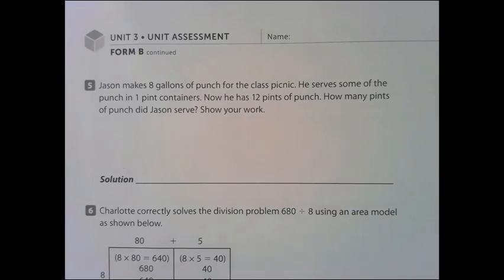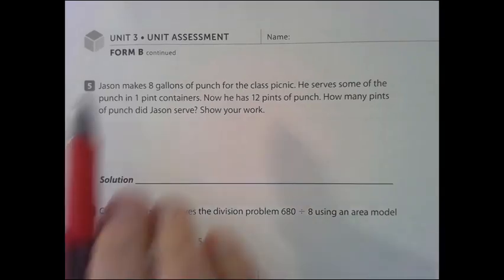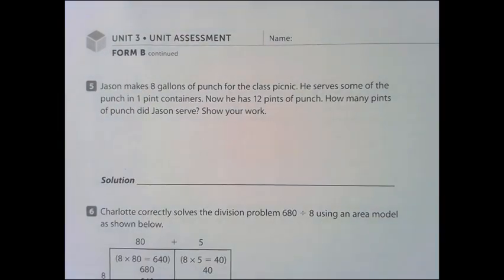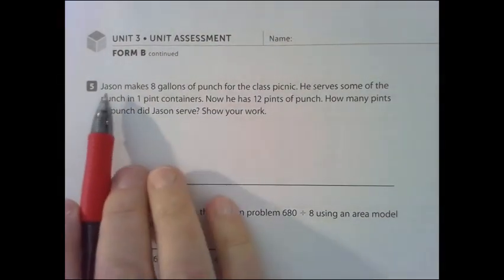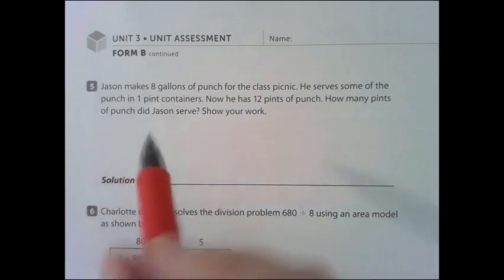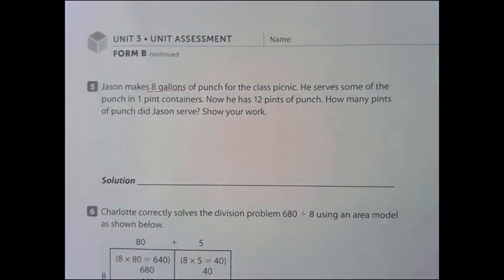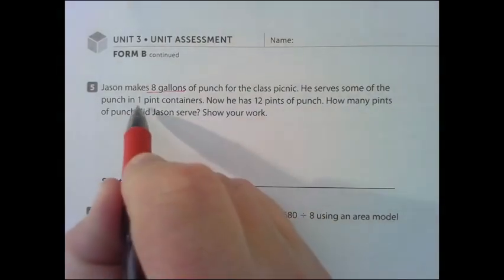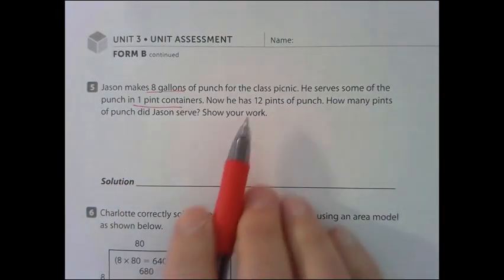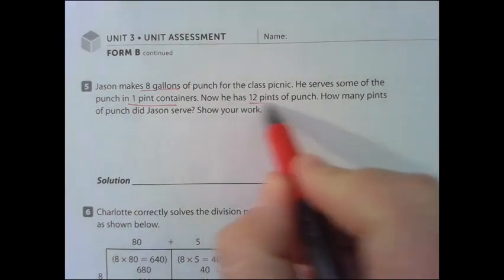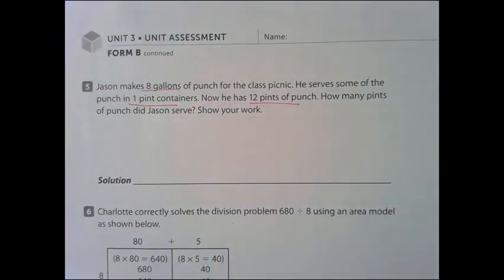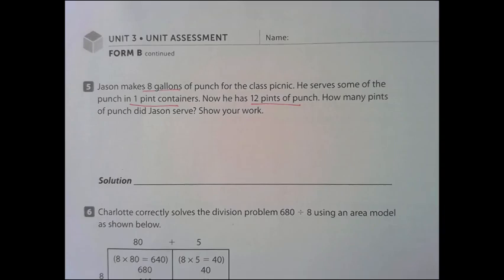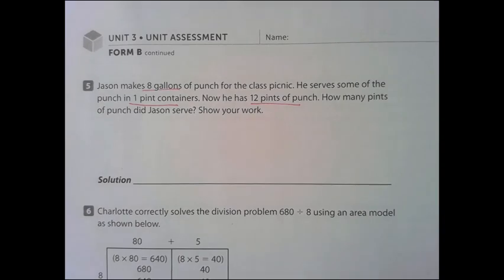Okay, folks, hi. We are now on page 3 of the Unit 3 test review. So let's look at question 5. It says here, Jason makes 8 gallons of punch for his class picnic, and he serves some of the punch in 1-pint containers. He now has 12 pints of punch. That's after he's served all his punch. He's got 12 pints left. So we want to know, how many pints did Jason serve?